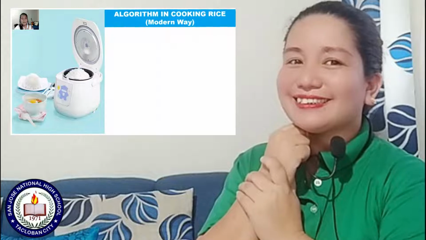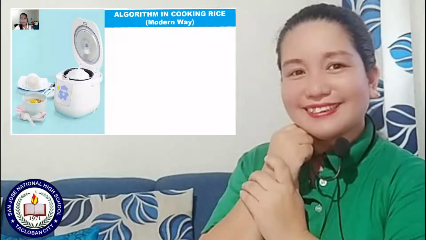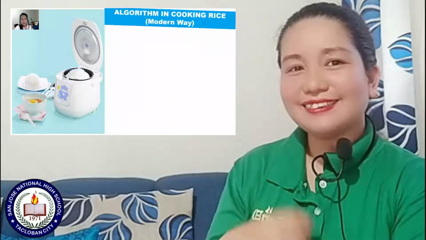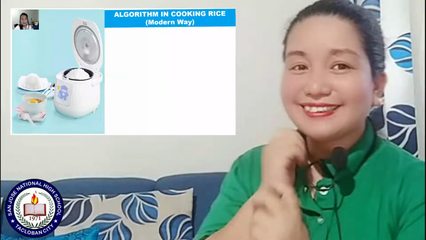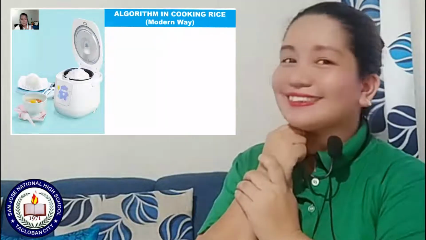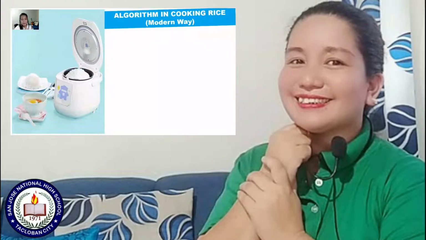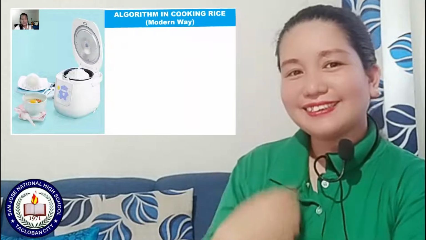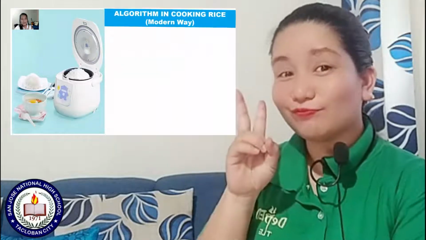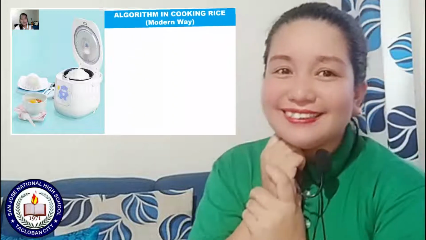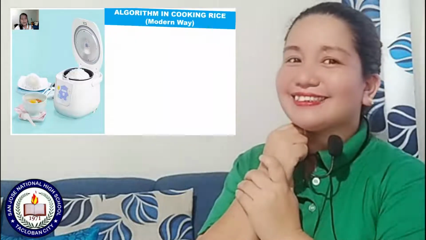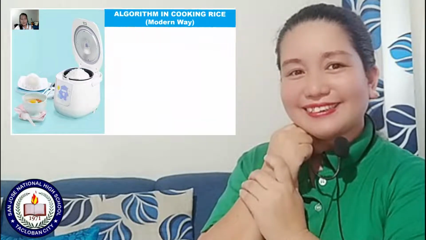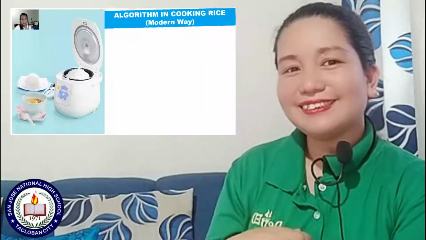Okay, so this time we'll have the algorithm in cooking rice. Please take note of the words that we use in making the algorithm. First, it should be simple words, and it should be understandable by anyone, anywhere in the world who can read this algorithm. Make sure that the algorithm you're making is using simple words, and even if you're not a programmer, you can easily understand what you are trying to say in your algorithm.